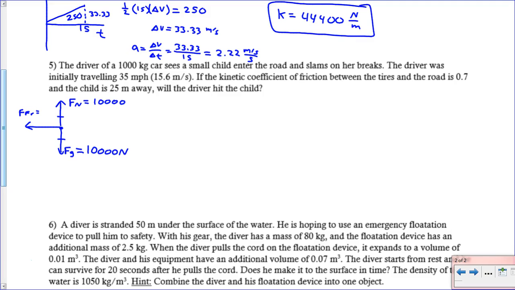We know, though, that Ffr equals mu times Fn. And in this case, we actually have both of those. The coefficient of friction, it said, was 0.7. And the Fn is 10,000. Which means that the frictional force is actually equal to 7,000 newtons in this case.